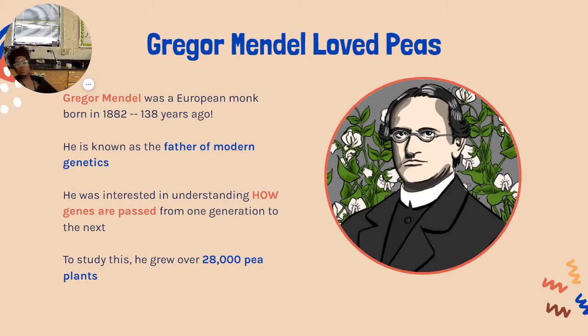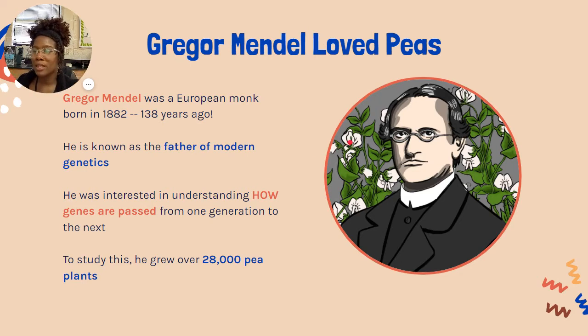His name's Gregor Mendel. He was a European monk born in 1882. He is known as the father of modern genetics, so you may have heard of his name. He was interested in understanding exactly how genes get passed from parents to their babies. In order to study this, he grew over 28,000 pea plants.